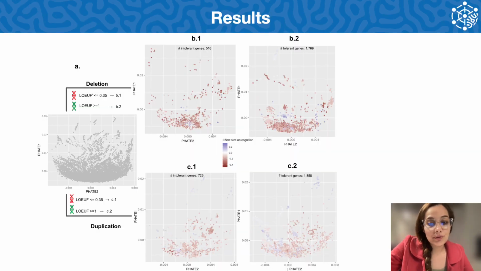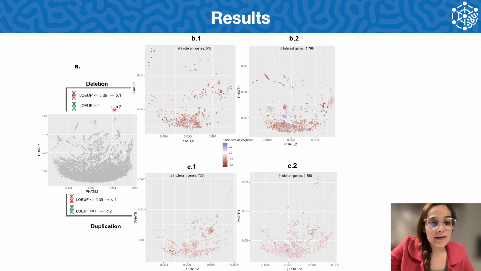Now I'm going to show some preliminary results that we got. At A panel you can see we illustrate all the genes in the FATE manifold. Then we extracted the deleted genes and duplicated genes separately in our dataset, and visualized the genes that have significant effect sizes.